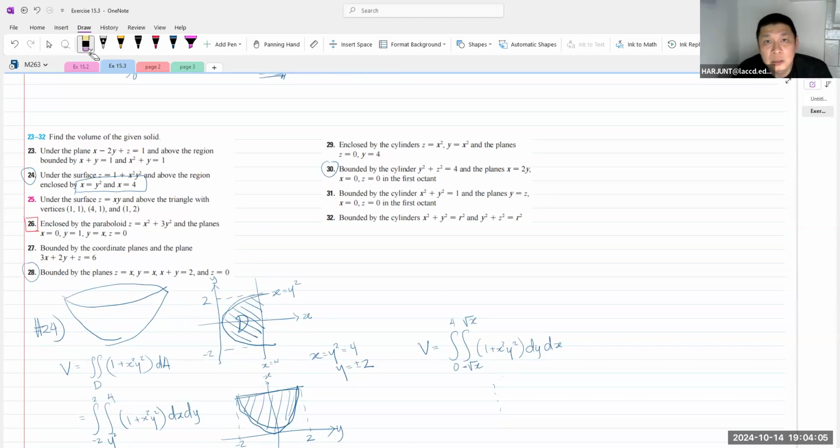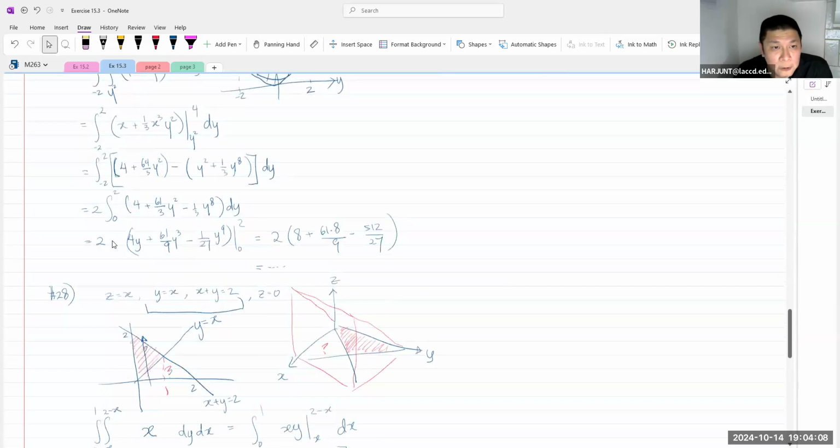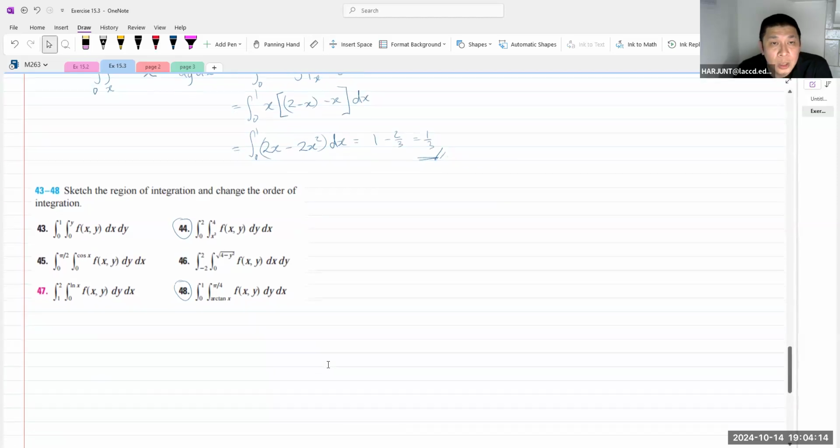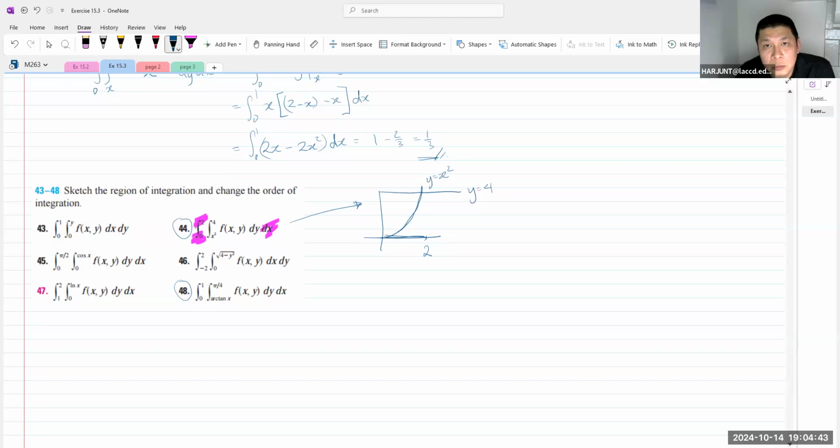You know what? Let me just skip number 30 because I want to go to this change of order of integration. The key is number 44. The key is you need to be able to sketch the domain of integration first. Okay, x will be from 0 to 2. The y will be from x squared to y equals 4. That's the domain of integration.